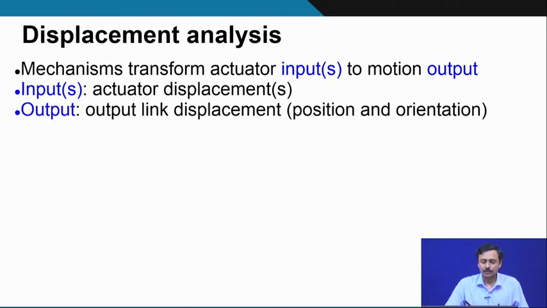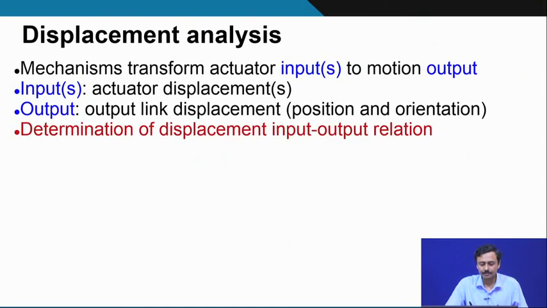The output would be in terms of the link displacement. So, output link displacement could be an angle, or it could be position and orientation like in a robot, a combination therefore of linear and angular displacements. So, these are the outputs or output. Determination of this displacement input output relation is what we are going to study under displacement analysis.